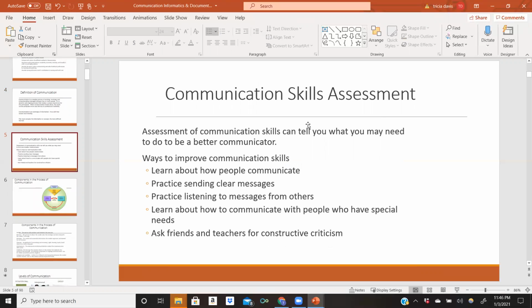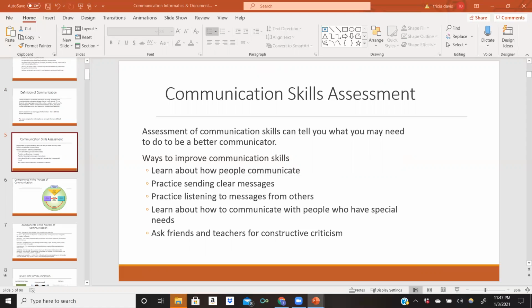So, communication skills assessment. An assessment of communication skills can tell you what you may need to do to be a better communicator. So it's imperative that you as a nurse be very open-minded and be very teachable. You want to be able to look at the way you're communicating so that you can better understand what you may need to do to become a better communicator. And it's okay if you're not a great communicator. Not everybody is good at everything.